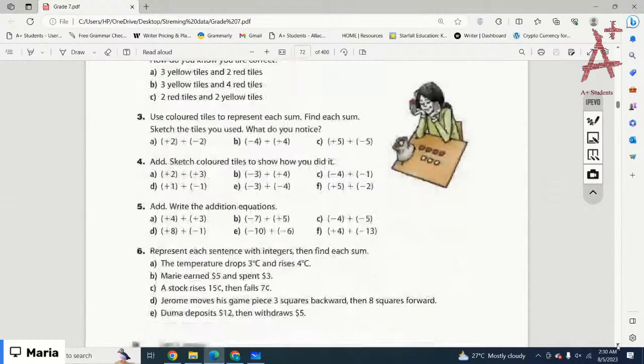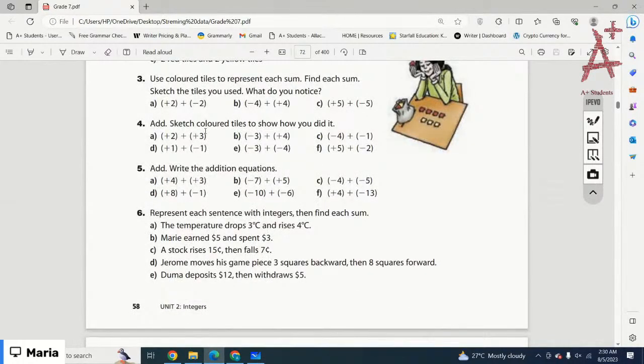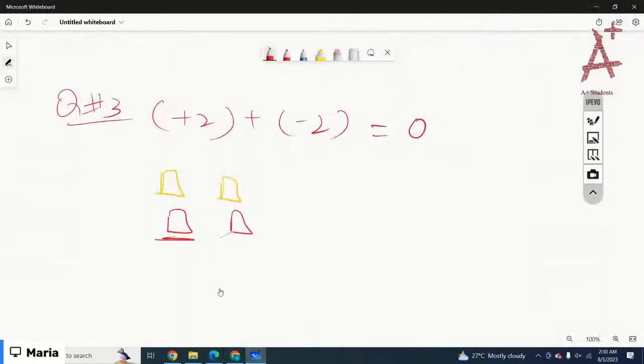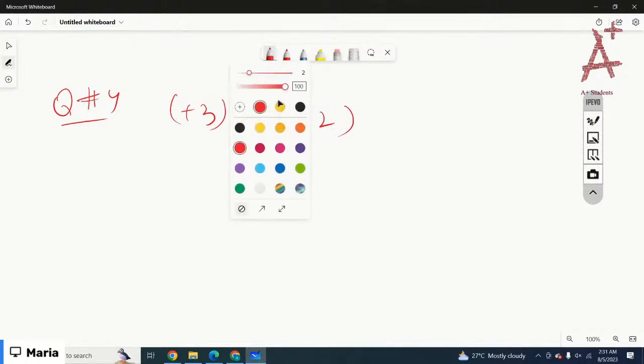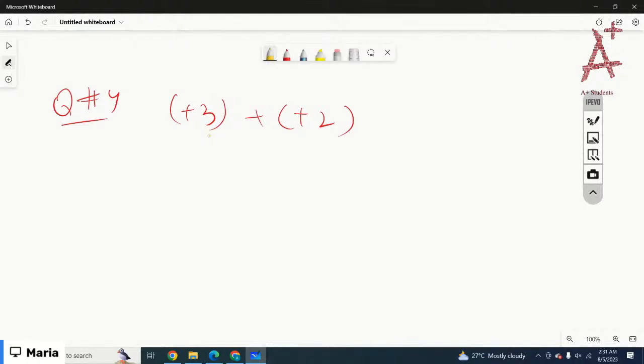Okay, the next one is add, sketch colored tiles to show how you did it. +3, +2. Positive tiles are represented by the yellow color, right? So you have 1, 2, 3 that represents +3. You have 1, 2 that represents +2. They are the same color tiles, you just have to add them so it makes +5, right?